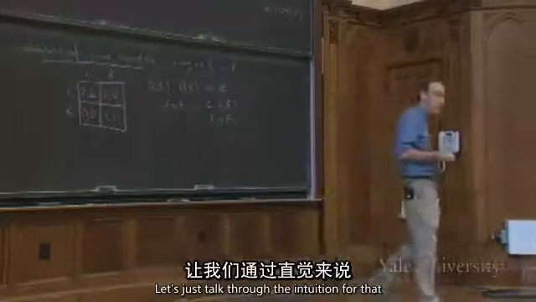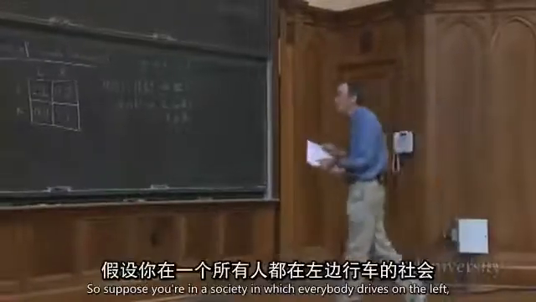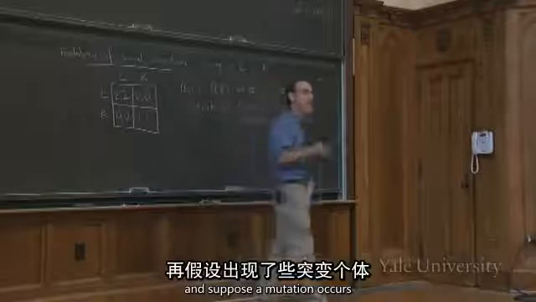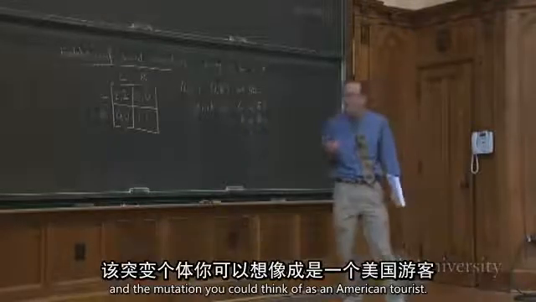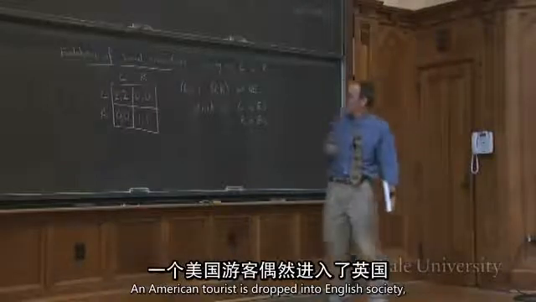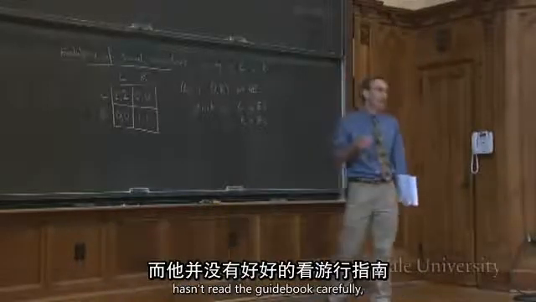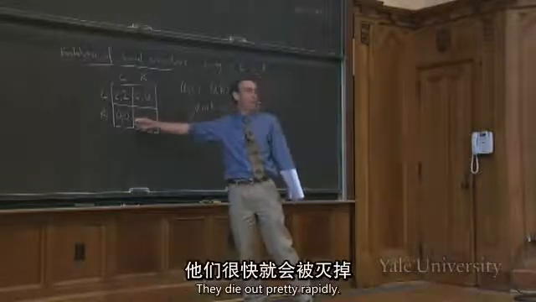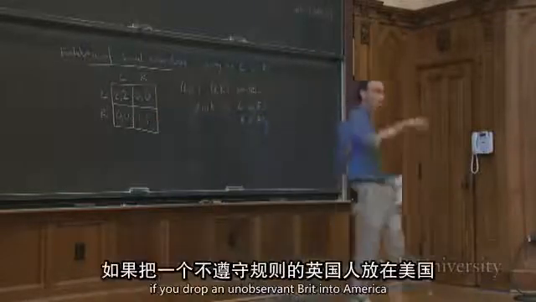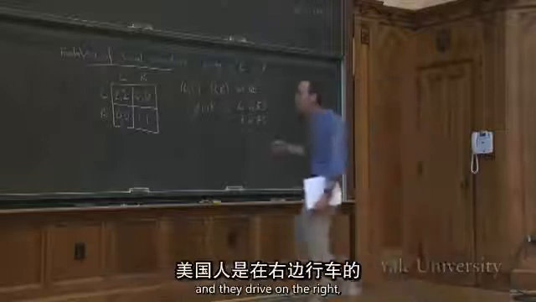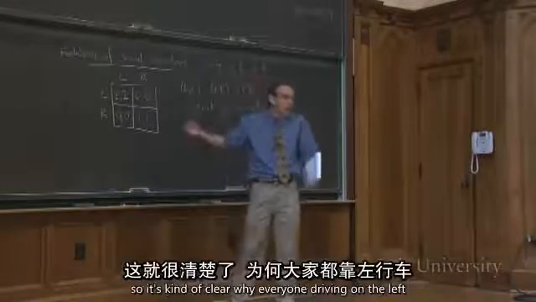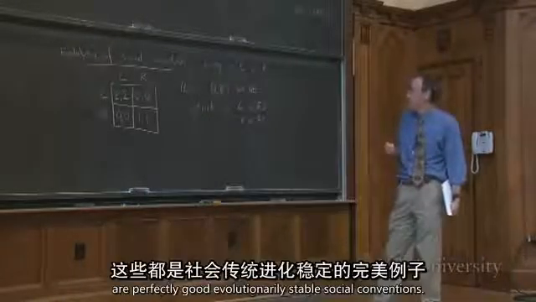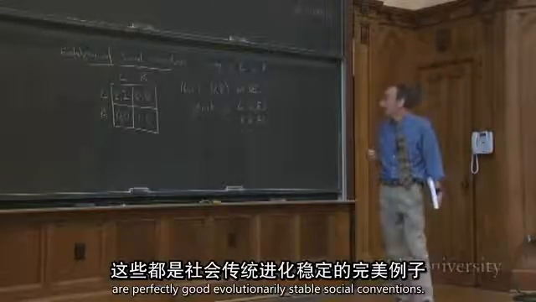Let's just talk through the intuition for that, make it kind of clear. So suppose you're in a society in which everybody drives on the left. So this is England. And suppose a mutation occurs, which you could think of as an American tourist. An American tourist is dropped into English society, hasn't read the guidebook carefully, starts driving on the right, and what happens to the tourist? They die out pretty rapidly. And conversely, if you drop an unobservant Brit into America and they drive on the right, they're going to get squashed pretty quickly. So it's kind of clear why everyone driving on the left or everyone driving on the right are each perfectly good, evolutionarily stable social conventions.